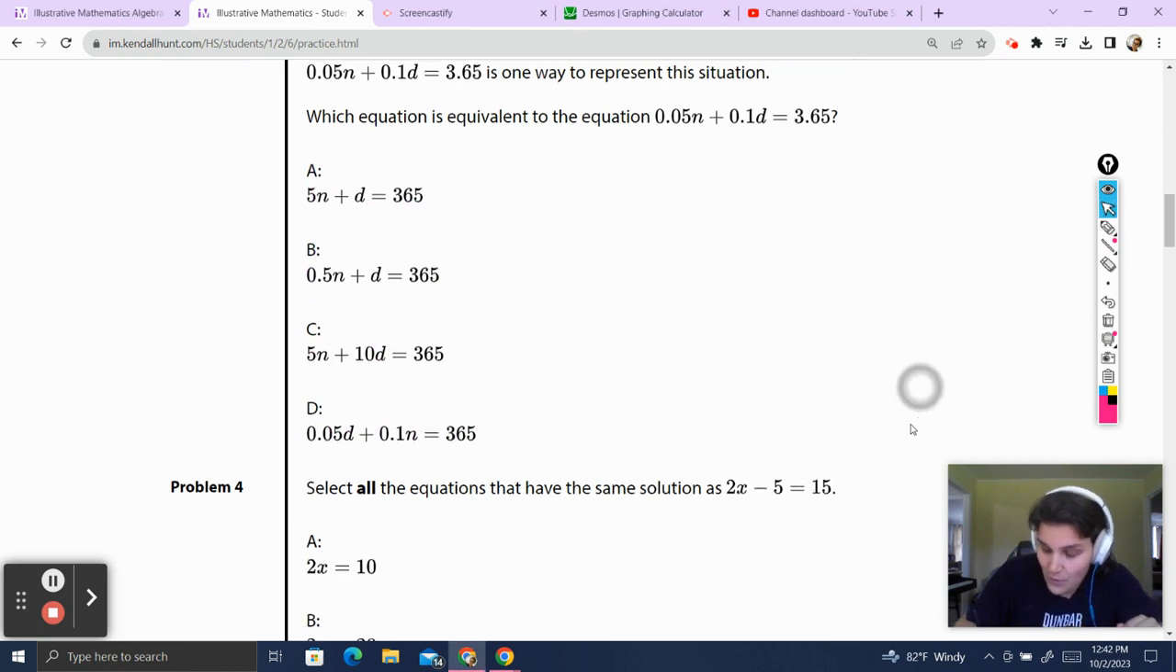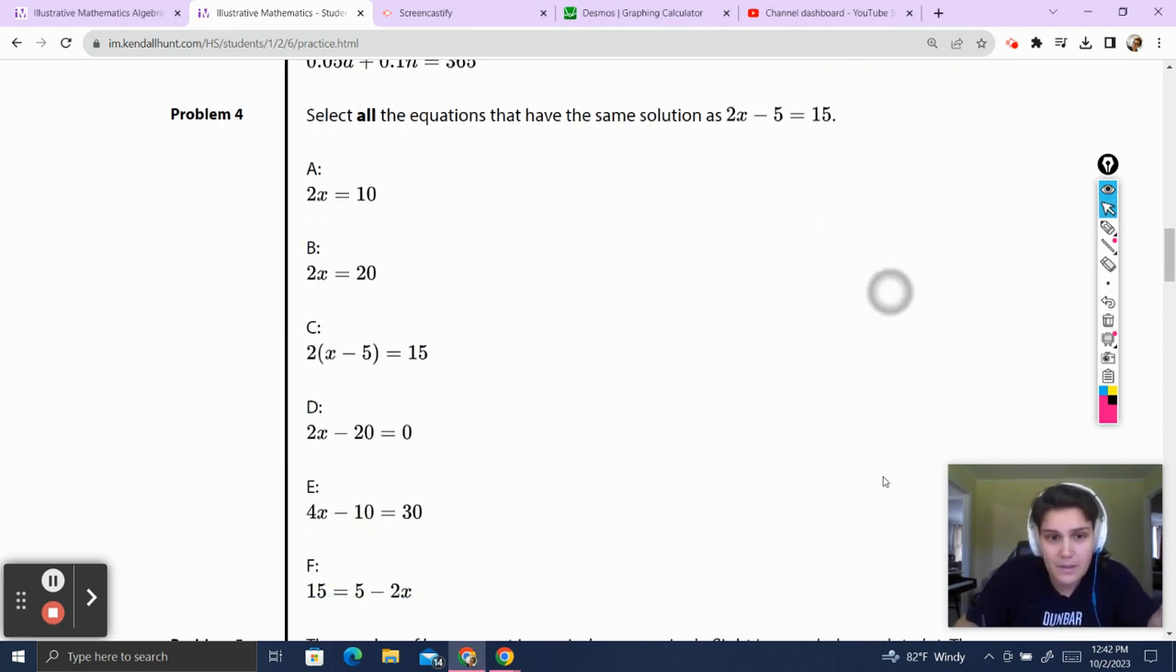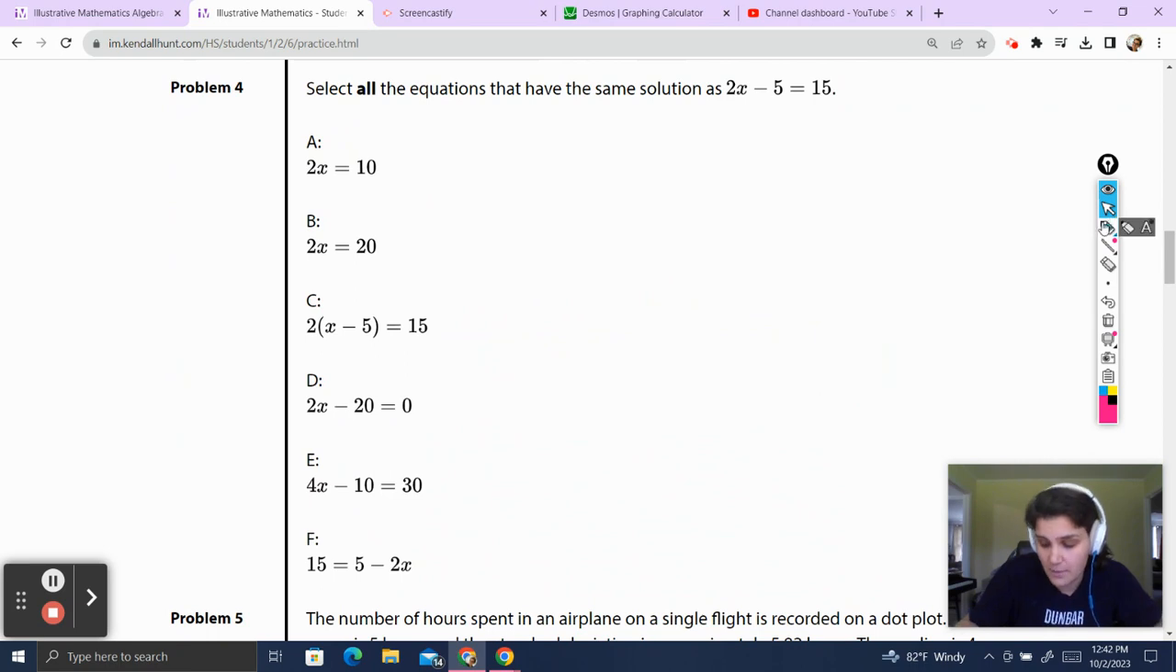All right, if you have any questions, post them in the comments. But sometimes doing these questions is about finding the most efficient manner and not necessarily doing all of the work for every single question. Problem number 4.